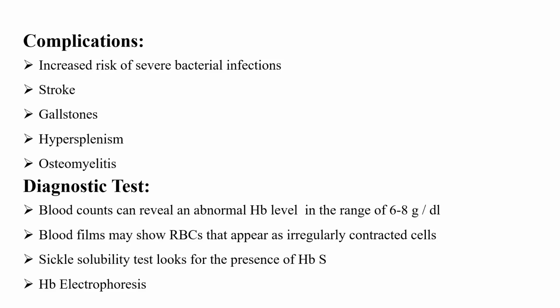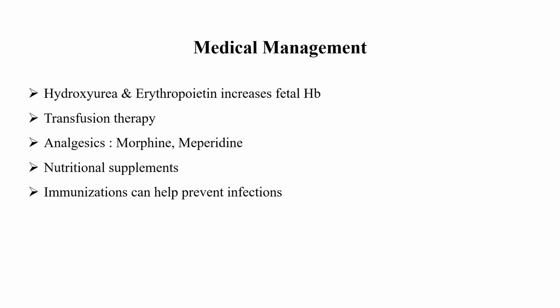The medical management for sickle cell disease includes hydroxyurea and erythropoietin, which increase the fetal Hb, and transfusion therapy can be done. Analgesics like morphine or methadone can be suggested, and nutritional supplements and immunization can help to prevent infections.